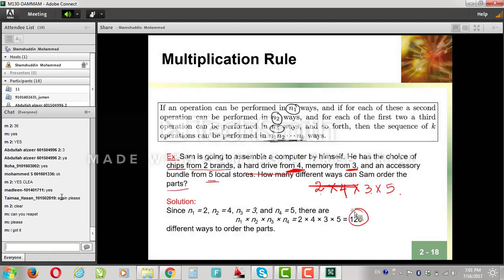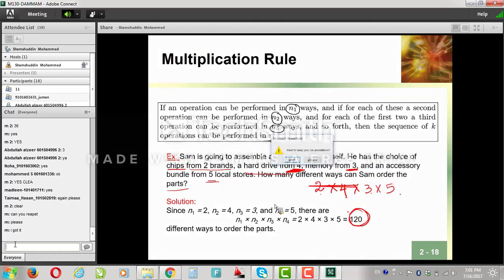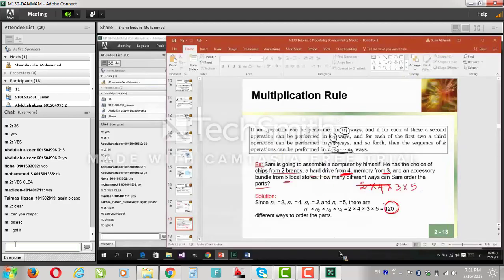Then it is 2 multiply 4 multiply. So he has 120 ways to choose the parts of his computer. Okay. This is the multiplication rule. You do operation 1 in N1, operation 2 in N2, operation 3 in N3, so then you multiply everything to get the overall total of the ways that you have. Okay, play with me. Clear?